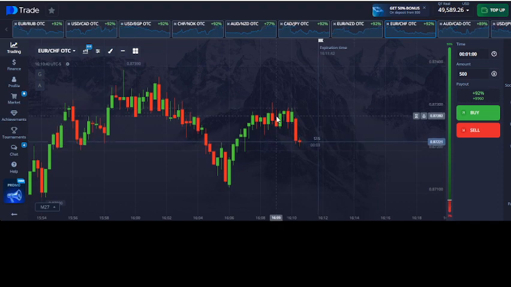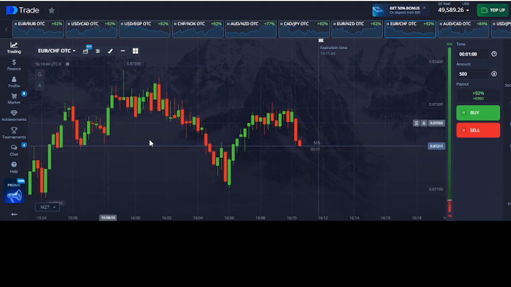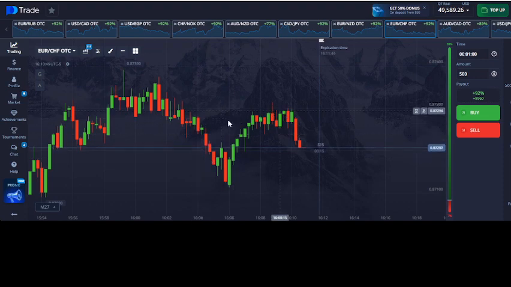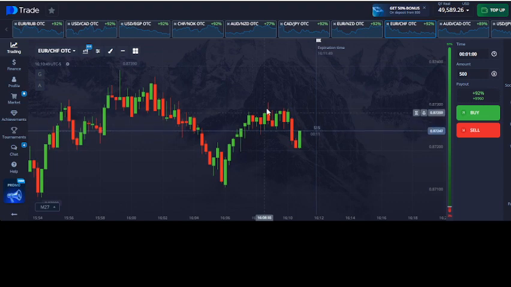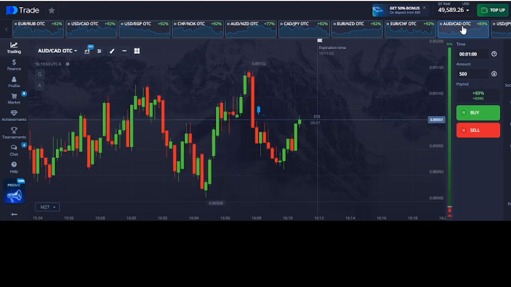Whenever you see all these wicks like this, I tend to stay away from trades with all these wicks. It means the market is indecisive.